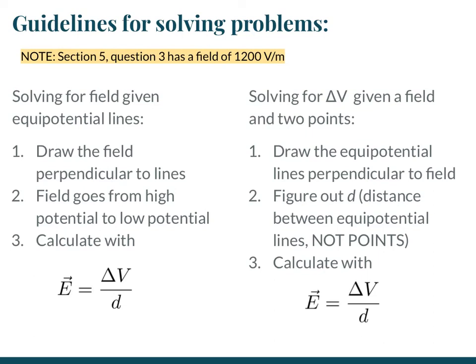Now, before you head off, please note that on your homework in section 5, which is the section covering this material, question 3 has an error because in my late night homework typing, I forgot to give you the value for electric field. The electric field in question 3 has a magnitude of 1,200 volts per meter. So go ahead and write that down on your homework. It's also listed on the Google Classroom assignment. I'm so sorry. Please write it in.